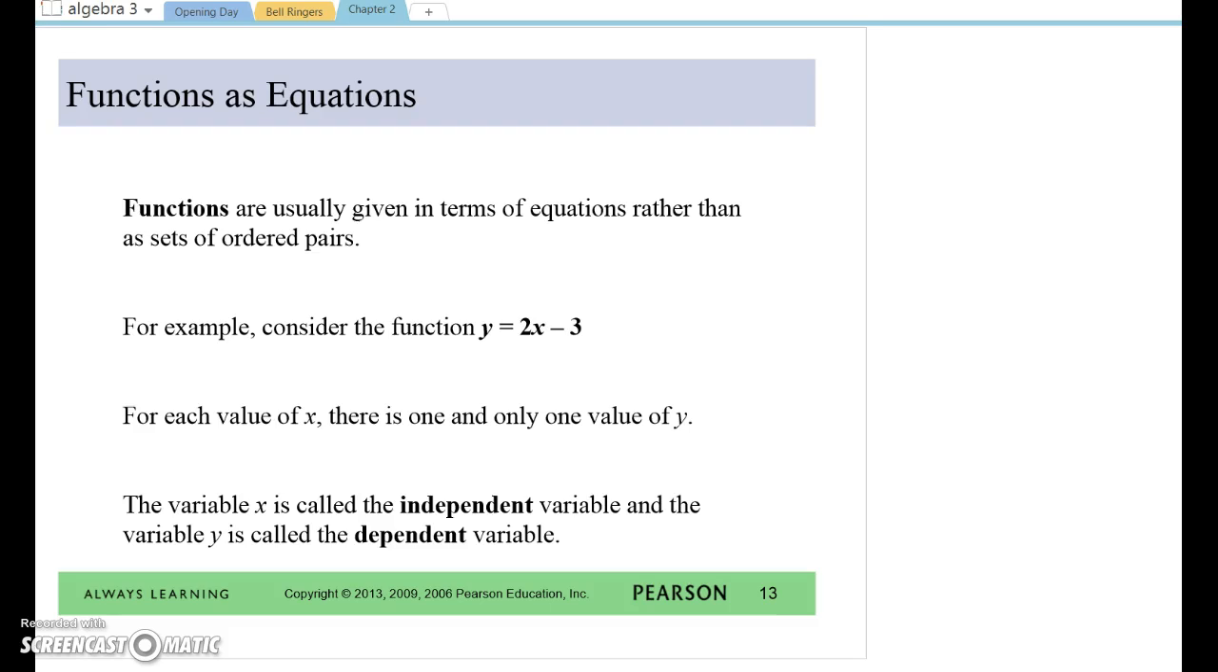The variable x is called your independent, and y is your dependent. So x is what we plug in, it is your input, and then y is your output. So I can control what I'm putting in for x, but I cannot control what comes out for y. So that's why it's independent and dependent.